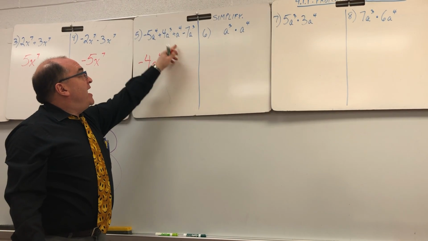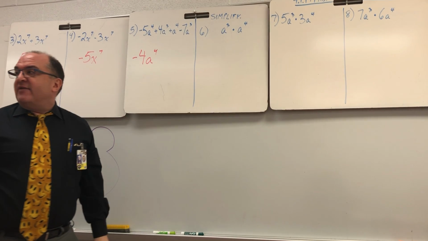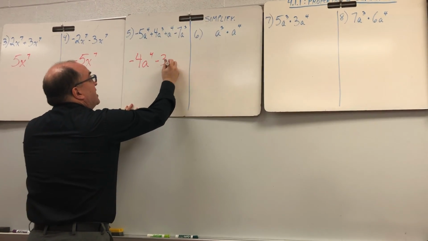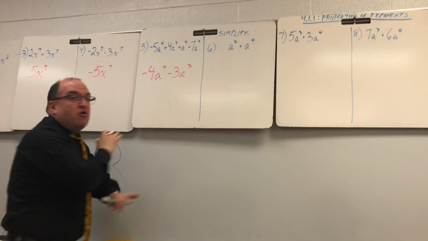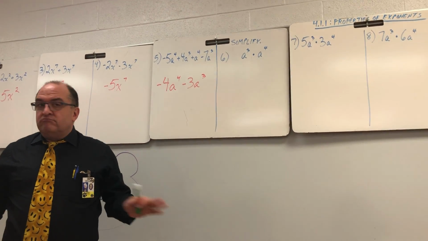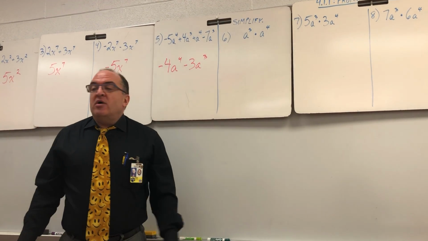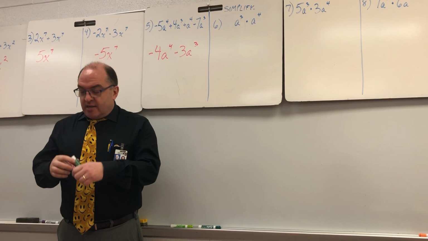And what's 4a to the 3rd minus 7a to the 3rd? Negative 3a to the 3rd. There's no more you can do with that, right? Done. Okay? Now, multiplying.